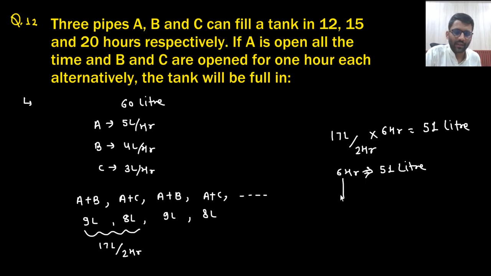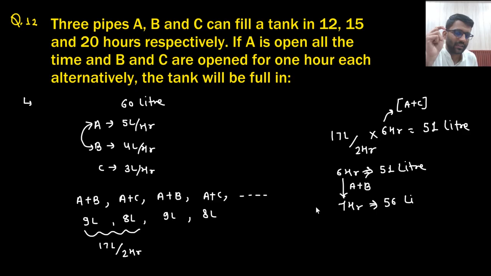Then in 1 more hour, basically in the 7th hour, you will get more liter. Sorry. In the next hour A plus B will be working, right? Basically at first hour A plus B is working, at second hour A plus C is working. So at the 6th hour A plus C would have been working, right? So next time who will work? A plus B. So A plus B combined will give you 9 liter. So your target of 60 liter is completed.